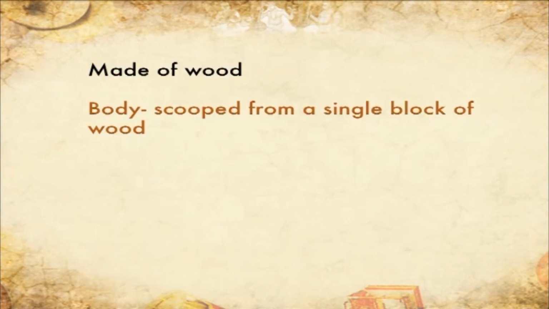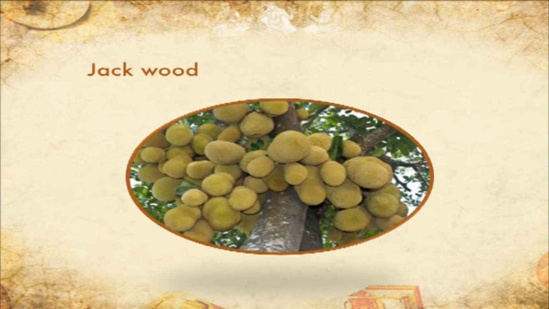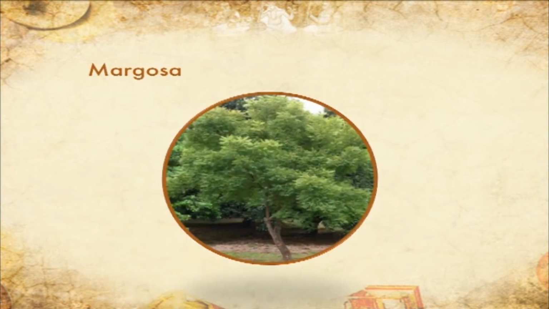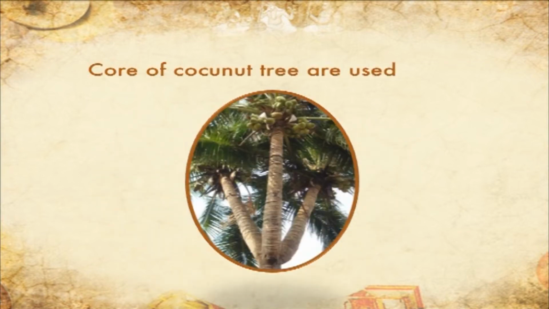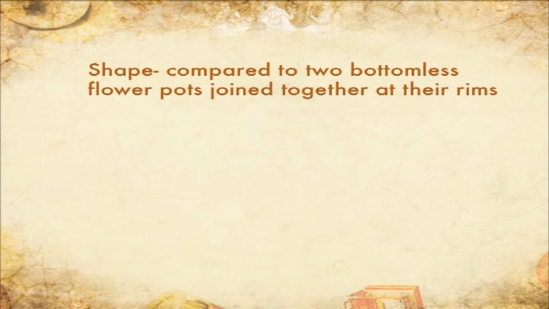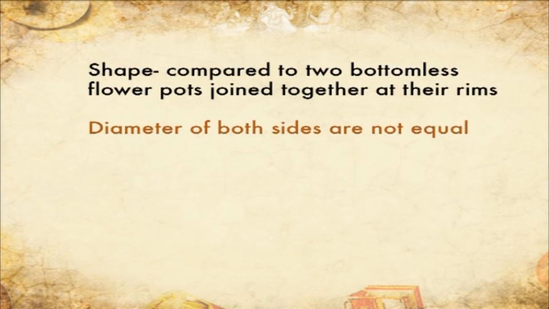Mridangams today are made of wood. The body of the mridangam is scooped from a single block of wood. Jackwood, redwood, margosa, the core of the coconut tree, etc. are used. The shape of the body of the mridangam can be compared to two bottomless flower pots joined together at their rims. However, the diameter of both sides of the mridangam is not equal.